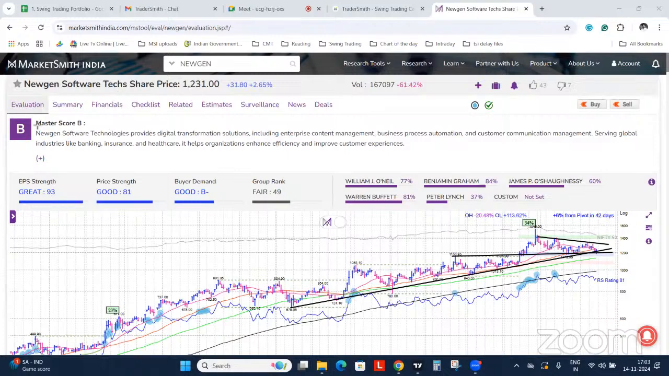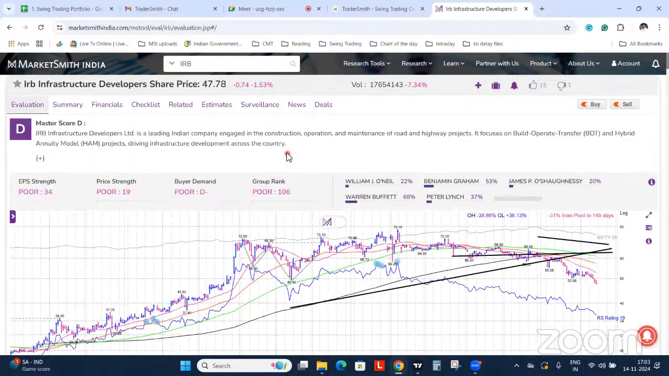Next one is IRB Infra. IRB Infra is in a clear-cut downtrend, trending below 200 DMA. Now more negativity is there. So obviously, if someone is interested to buy, please avoid. It is in a clear-cut downtrend.